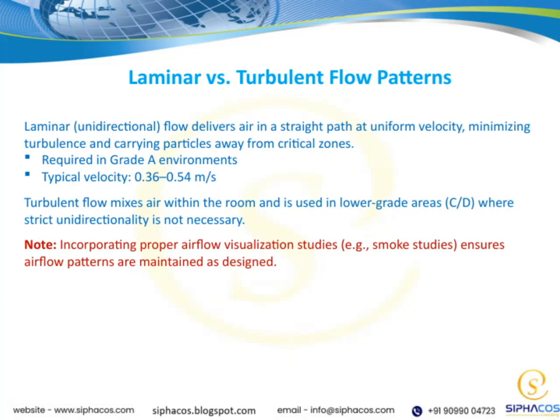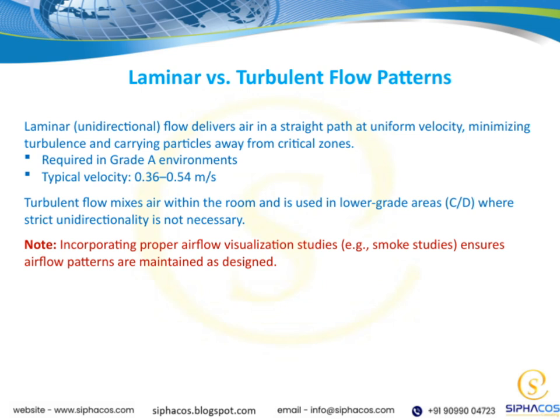Let's talk about laminar, or unidirectional, flow first. This type of airflow delivers air in a straight, smooth path at a consistent velocity. Because of this, it minimizes turbulence, which is really important for keeping particles away from critical zones. You'll mainly see this in Grade A environments, where maintaining a very clean and controlled airflow is essential. The typical velocity for laminar flow is between 0.36 and 0.54 meters per second, ensuring a steady and uniform air movement.